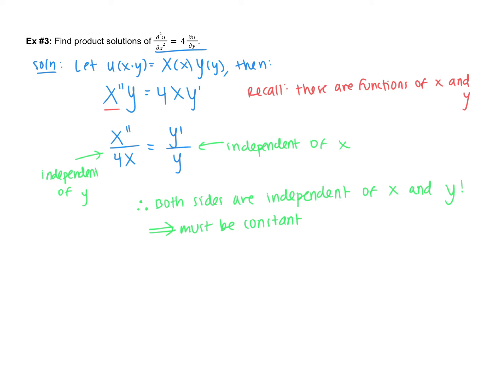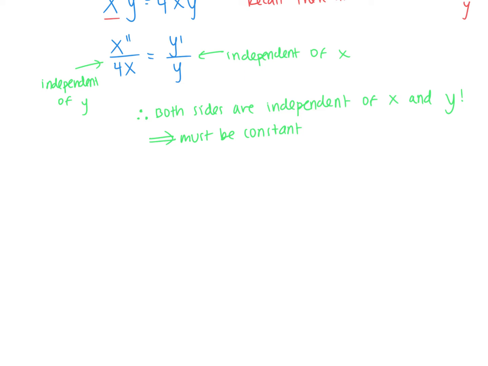So again, if the left side of the equation is independent of y, the right side of the equation is independent of x, the only way that that's going to happen is if those two sides are constant. Okay, so where does that take us?